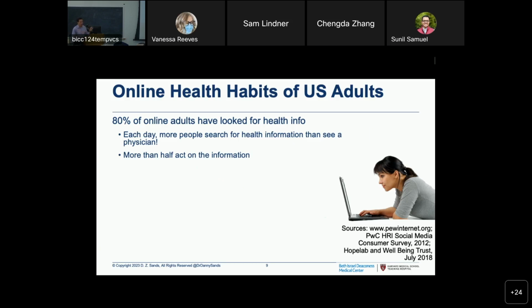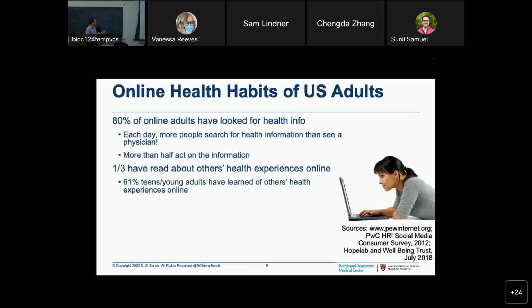And more than half of those people act on the information they're finding online. Okay? And that's really interesting too, because when it comes to information that we tell patients, what proportion of the time do they act on the information that we give them? It's a low percent, maybe not a fair comparison, but just to put things in perspective, patients don't often do what we ask them to do in the office. A third read about others' health experience online.